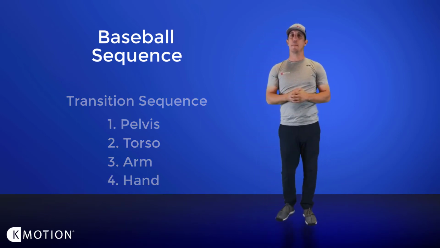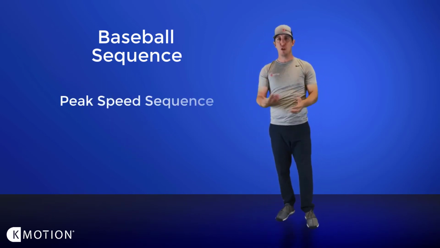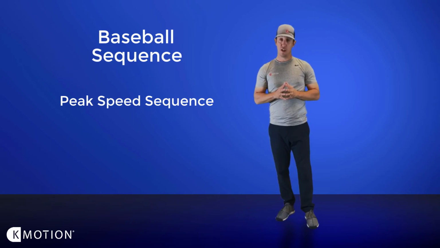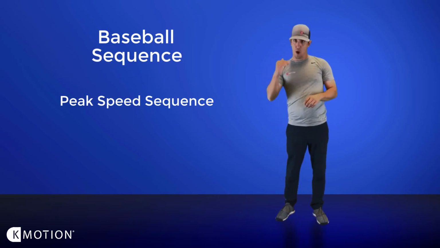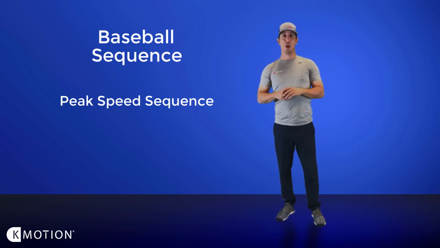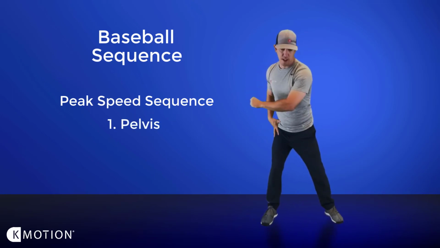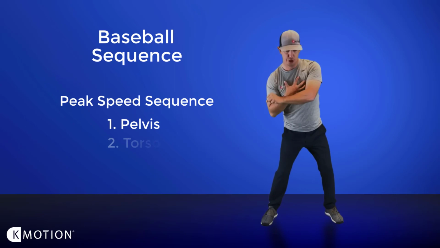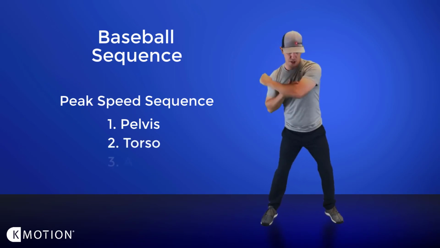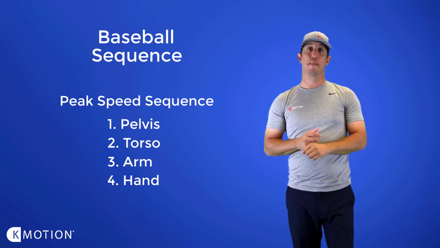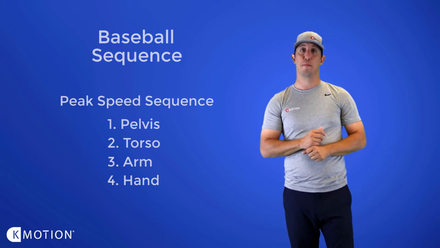And then again, the peak speed order. In the most efficient example, even though we'll talk about some idiosyncrasies, the most efficient example is still a 1, 2, 3, 4. So we want to see the pelvis peak, then that stabilize, torso peak, then that stabilizes, arm peak, and then hand peak just before the baseball player makes contact with the ball.